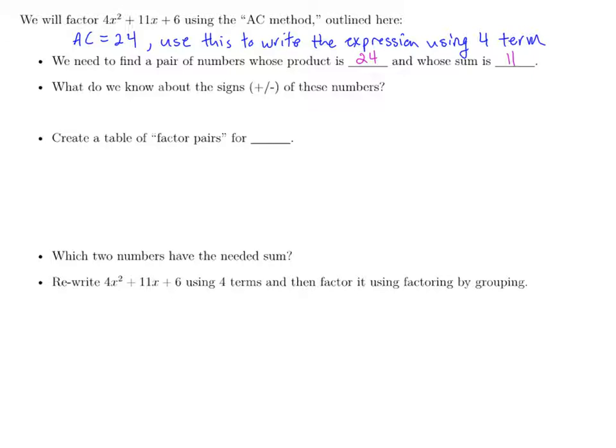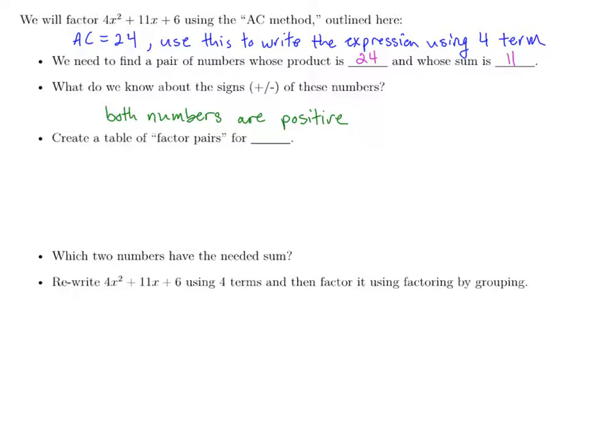Okay, so we've got step 1. We need to find a pair of numbers whose product is 24 and whose sum is 11. Now, if the product is a positive 24 and the sum is a positive 11, then the next question asks us, what do we know about the signs of these numbers? If the product is positive, then they have to have the same sign, and if the sum is positive, then that means that both numbers are positive. That will help us as we determine which factor pair fits here. So both numbers are positive.